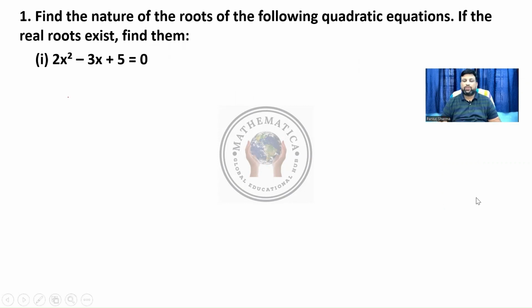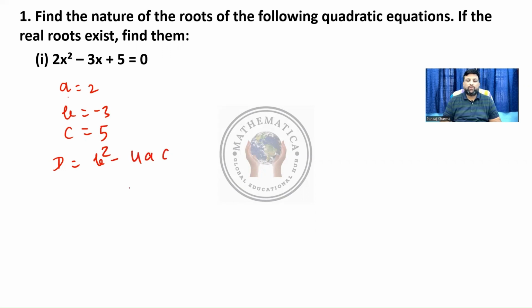Here the first question is: find the nature of the roots of the following quadratic equations. If the real roots exist, find them. The quadratic equation given is 2x² − 3x + 5. Here a, the coefficient of x², is 2, b is −3 and c is 5. The nature of the roots depends on the value of the discriminant of the quadratic equation, which is b² − 4ac.